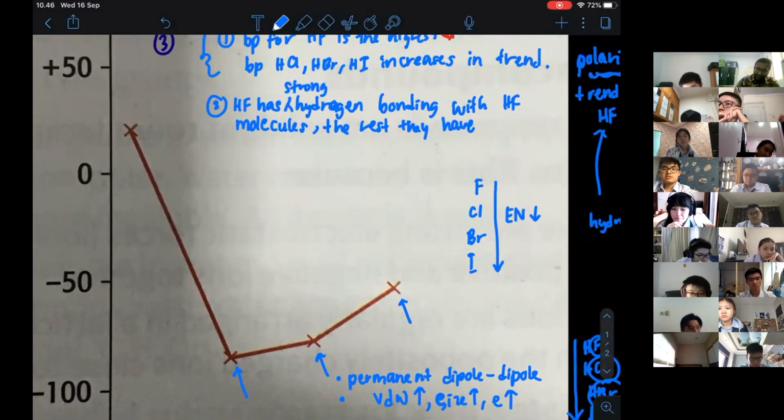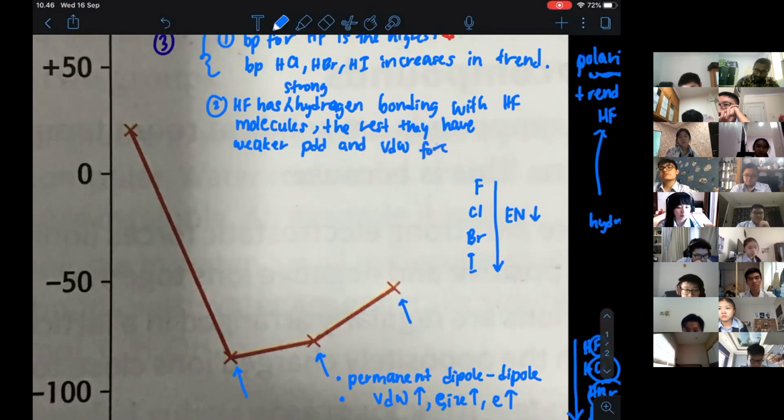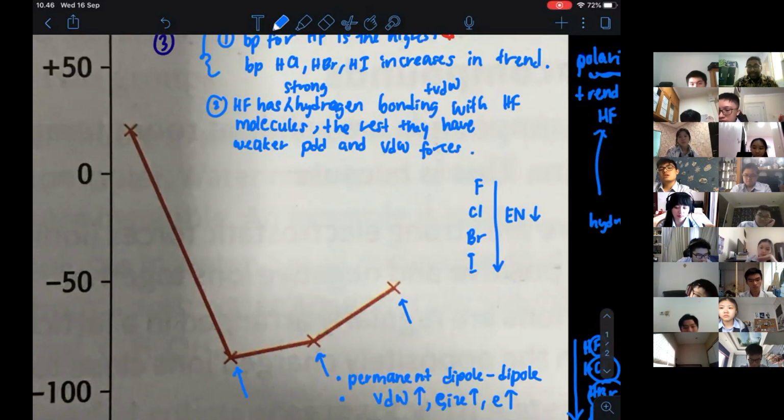The rest have weaker PDD and van der Waals forces. If you want to include that they have strong hydrogen bonding plus VDW also there, it's okay. So they have weaker PDD and VDW forces. You can mention that. That's going to give you the second point.